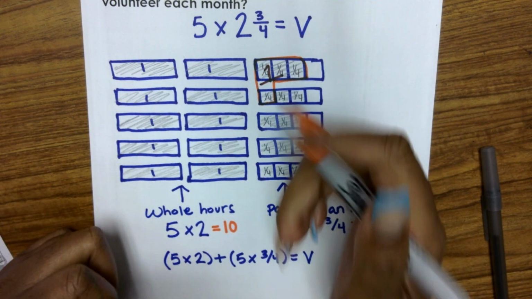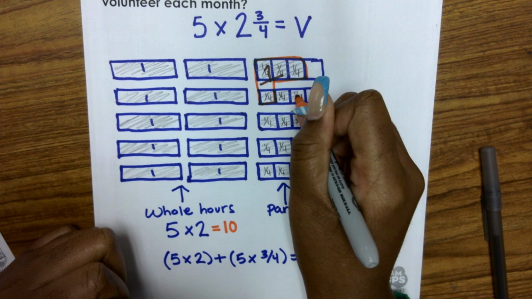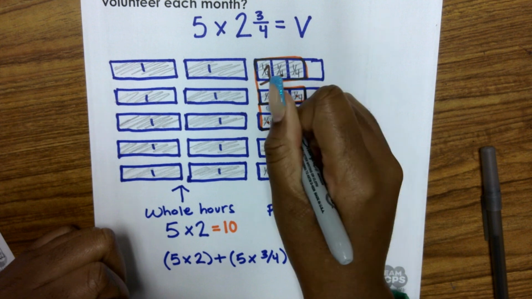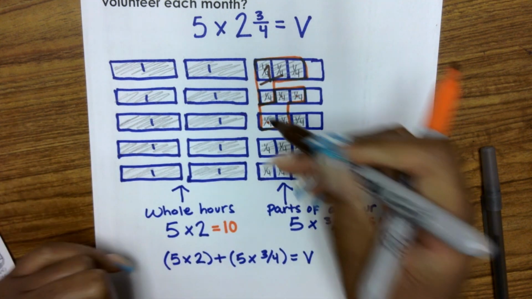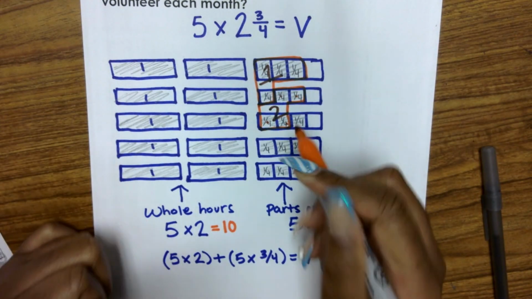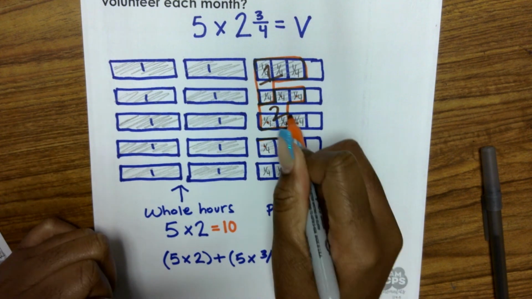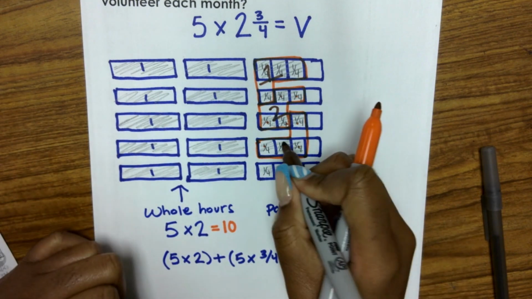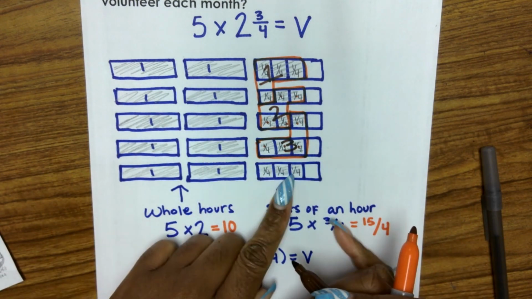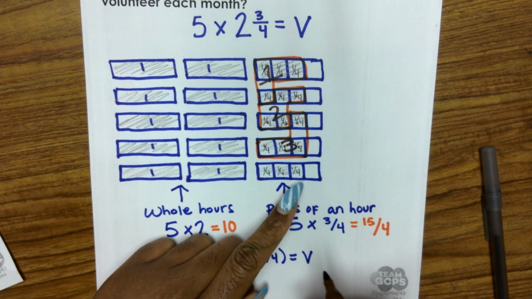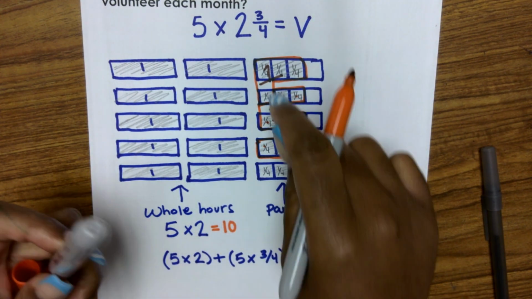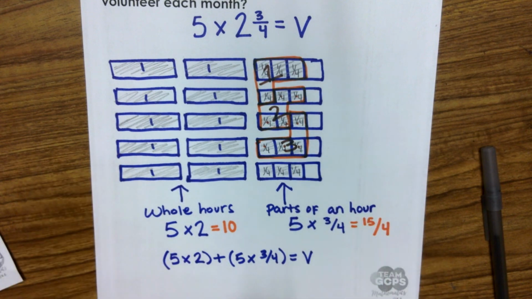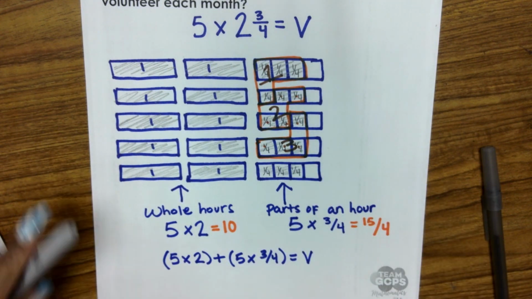Let's count another 4. 1, 2, 3, 4. There's 2. See if we can get another one. 1, 2, 3, 4. 3. Oh, and I only have 3. I don't have enough to make another hole, so this is my leftover. So I have 1, 2, 3 holes with 3/4 left over.